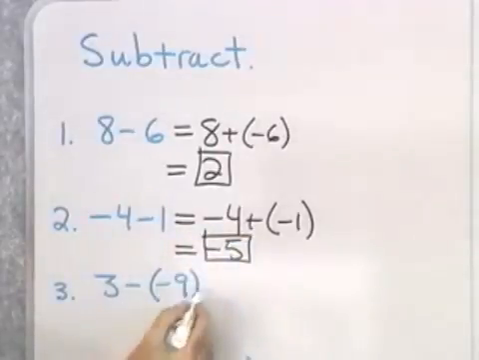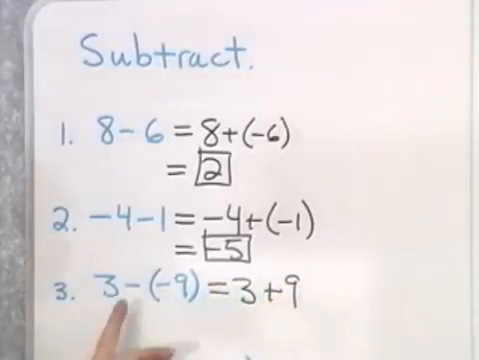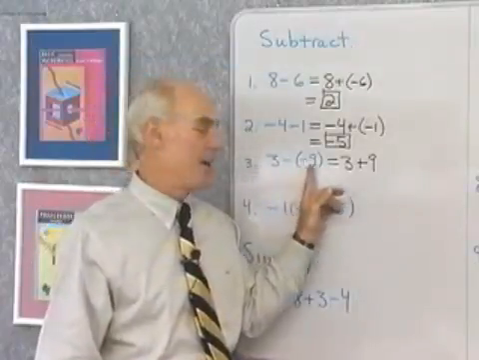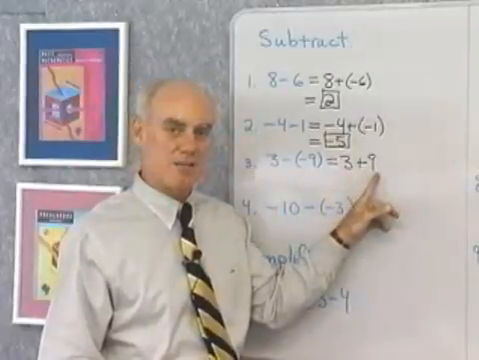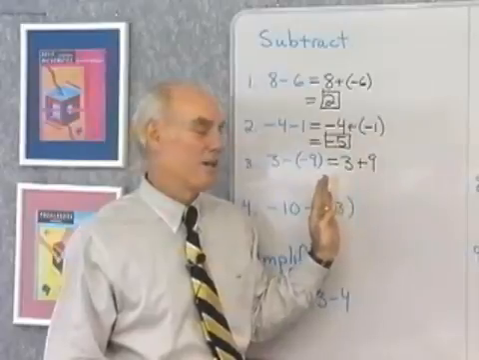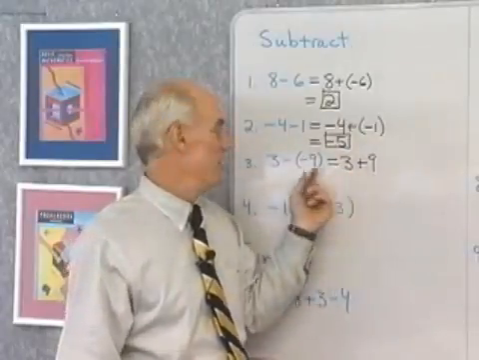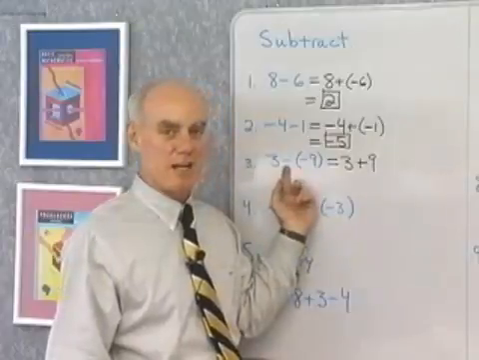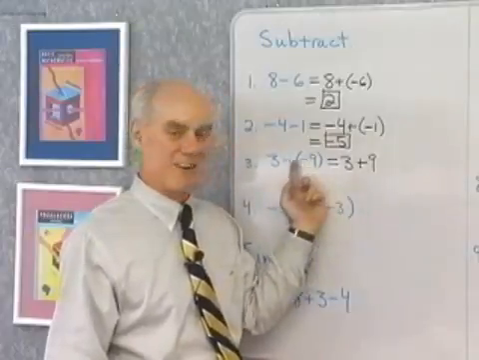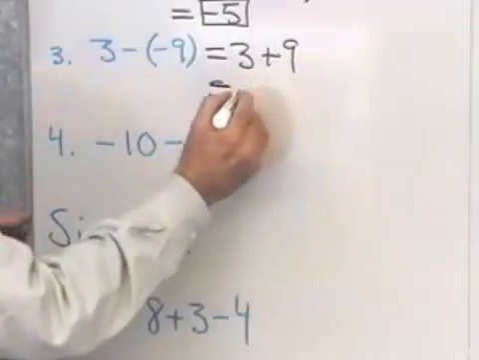3 subtract negative 9 is 3 plus positive 9. So instead of subtracting negative 9, I add its opposite, positive 9. I'm doing the same thing with every problem. I haven't changed my method one bit. Just because the numbers in the problem change, that doesn't change what I do. Every time I've changed from subtraction to addition of the opposite. Now, 3 plus 9 is 12.